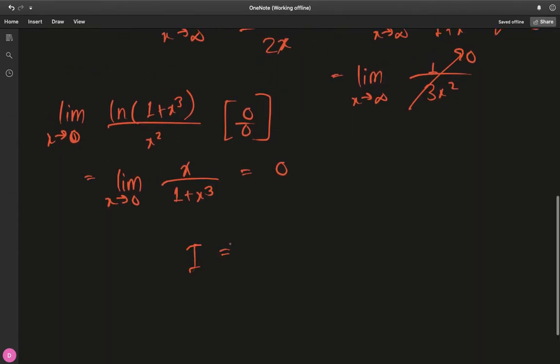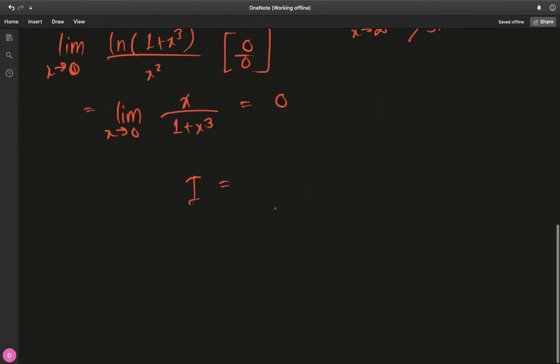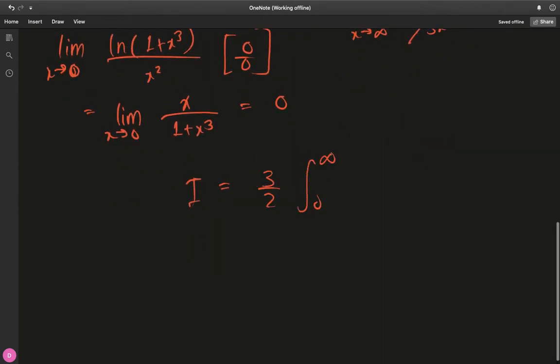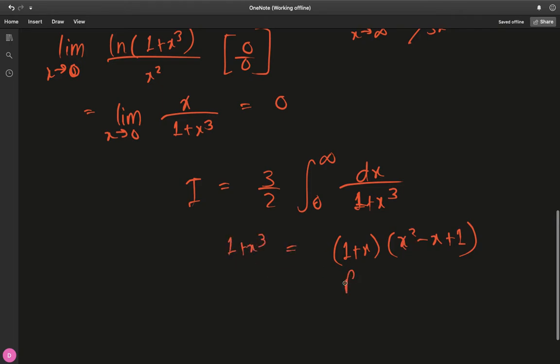So for calculating I, all we have to do is look at this part, which is 3 over 2 times the integral from 0 to infinity of dx over 1 plus x cubed. Now strictly speaking, there is actually no need to use complex analysis to calculate this integral. We can use partial fraction decomposition by splitting 1 plus x cubed as 1 plus x times x squared minus x plus 1, a basic algebraic identity, and then we obtain natural log expressions, and we can calculate 0 to infinity in that. But it's still going to be quite cumbersome.